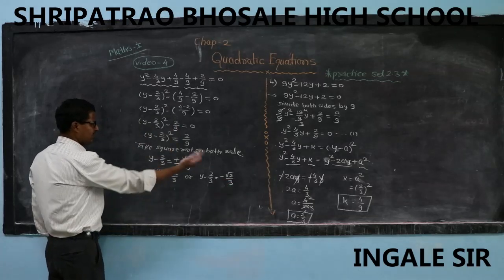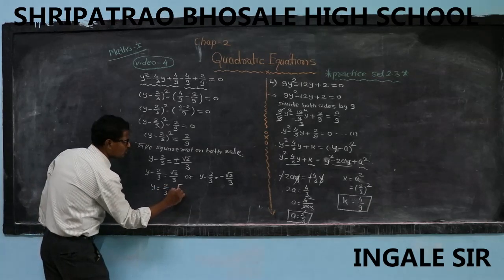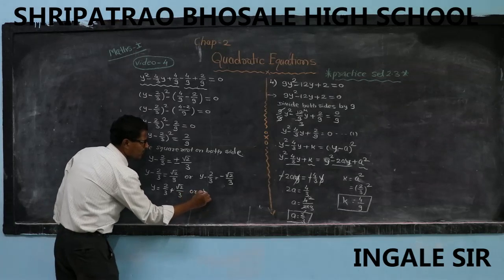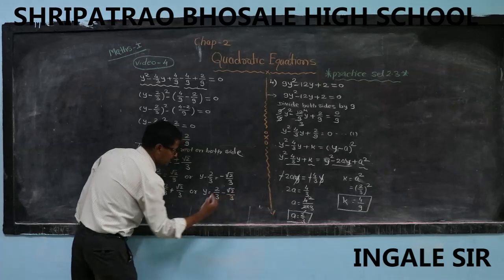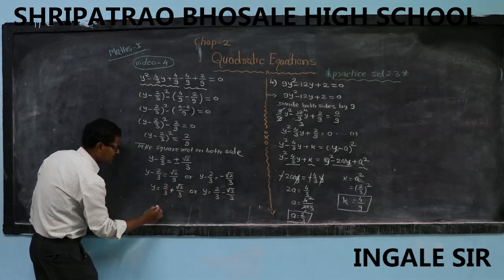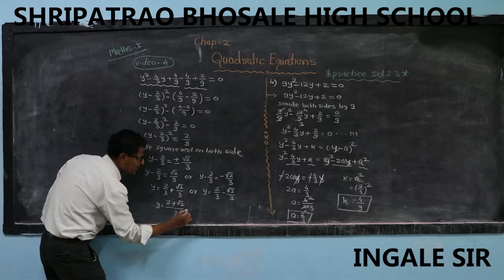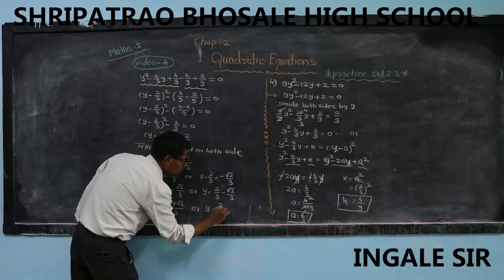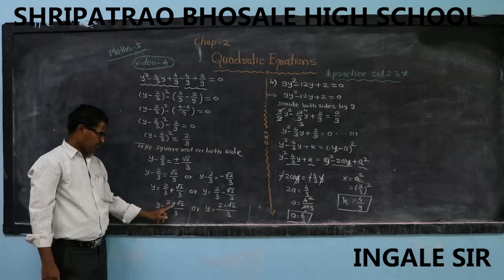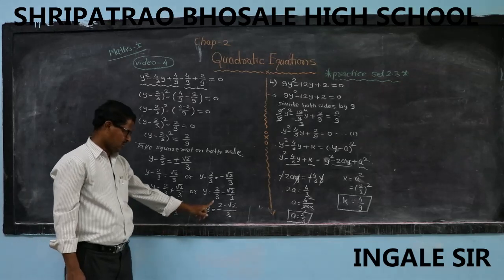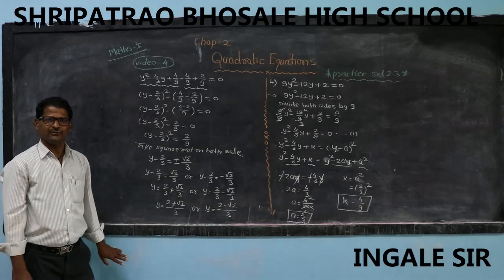Now take minus 2 by 3 to the right hand side. Y is equal to 2 by 3 plus root of 2 by 3, or y is equal to 2 by 3 minus root of 2 by 3. Denominators are equal, so only add the numerators. Y is equal to 2 plus root of 2 by 3, or y is equal to 2 minus root of 2 by 3. Hence 2 plus root of 2 by 3 and 2 minus root of 2 by 3 are the roots of the given quadratic equation.